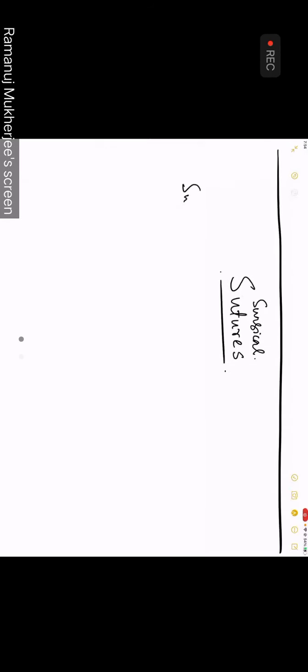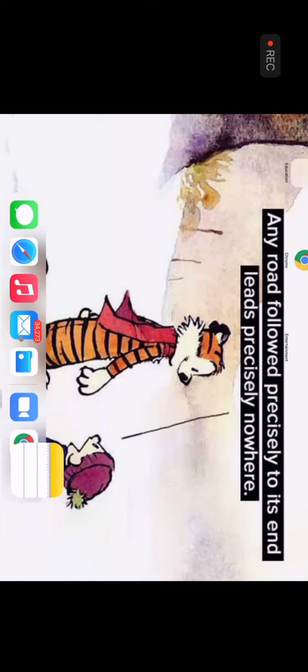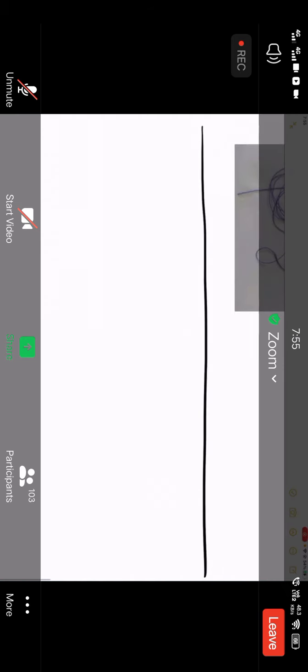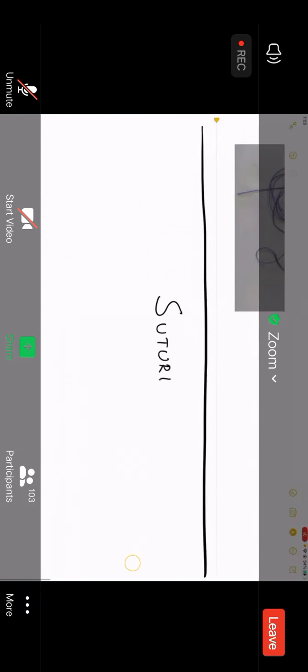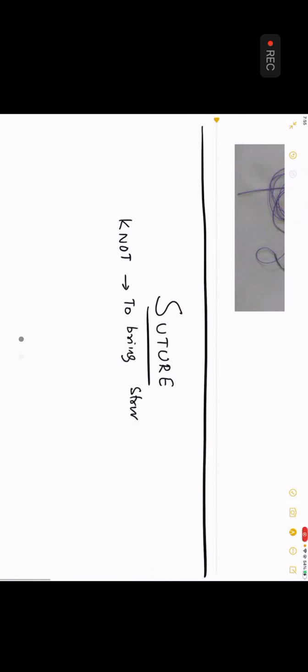Remember that the word suture is used for ligation, or to tie. So the use of suture is basically to make a knot. The basic idea about the use of suture is to make a knot and to bring structures together. This is our number one.